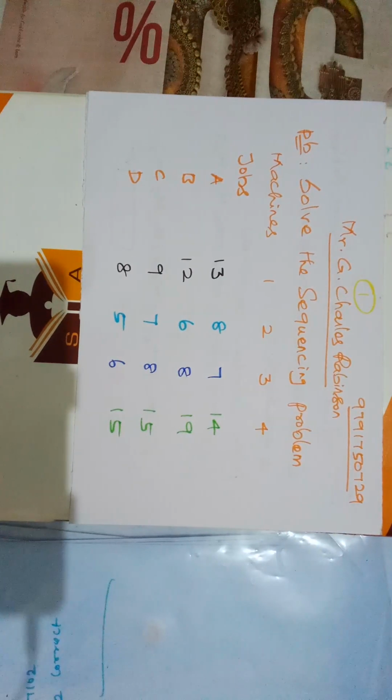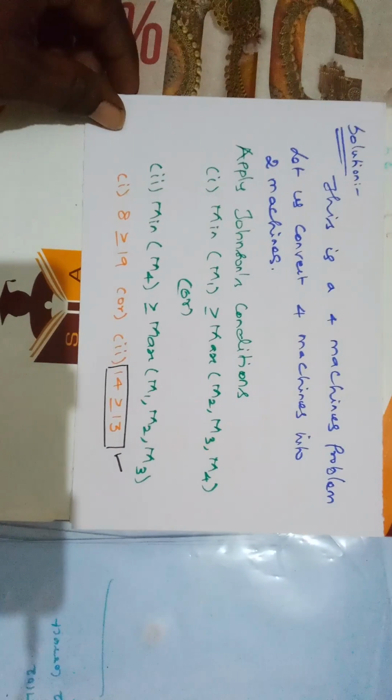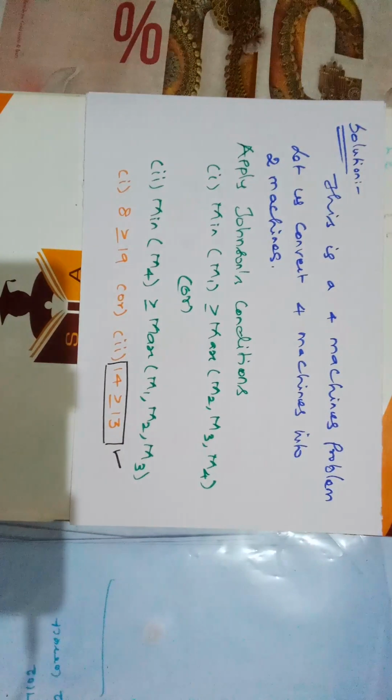So what do we mean by total elapsed time? There are four machines and four jobs. The whole processing time to complete these four jobs on four machines is called the total elapsed time. Idle time on M1 means the rest time for machine 1, rest time for machine 2, rest time for machine 3, rest time for machine 4. It means there is no job on the machine. Okay, let's move to the solution.